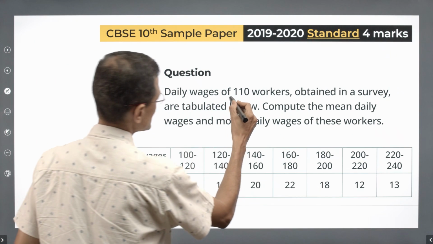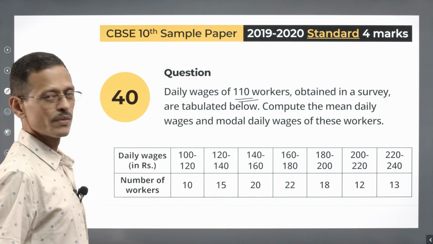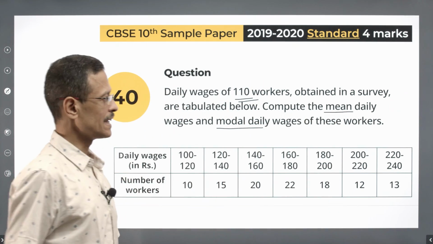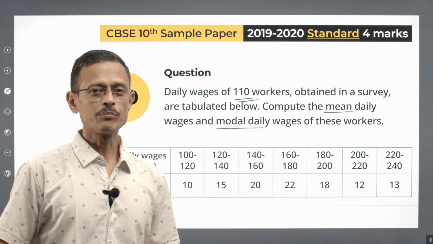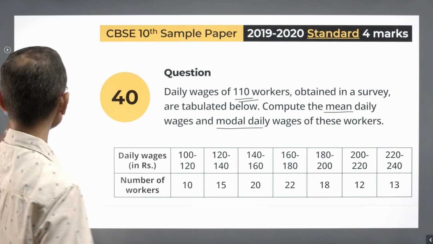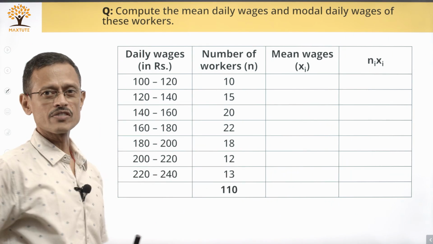Daily wages of 110 workers obtained in a survey are tabulated below. Compute the mean daily wages and the modal daily wages of all of these workers is what is mentioned. Let's start by computing the mean daily wages and subsequently do the modal daily wages, right. We're going to tabulate the same thing in a vertical form. We have the different class intervals and the frequencies for these different class intervals, right.